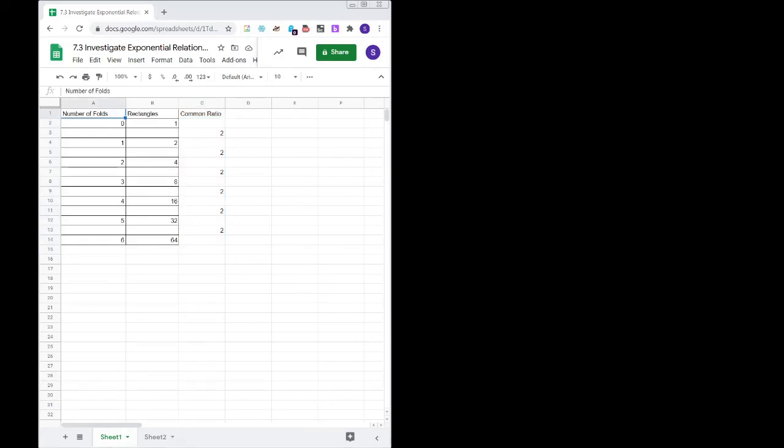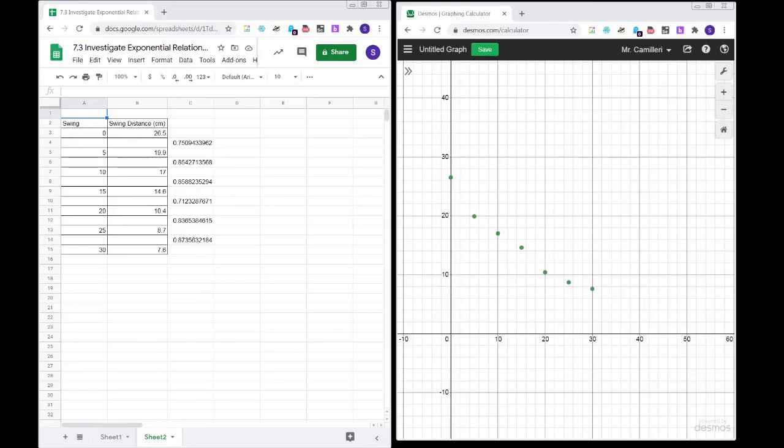In this exponential relationship, we have growth, and so we call this exponential growth. In this exponential relationship, we have a decay or decrease in our y value, and so we call this exponential decay.